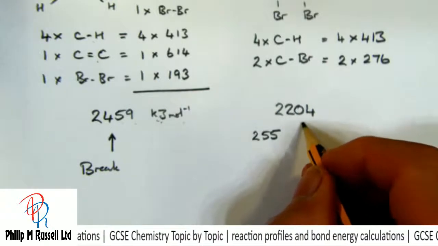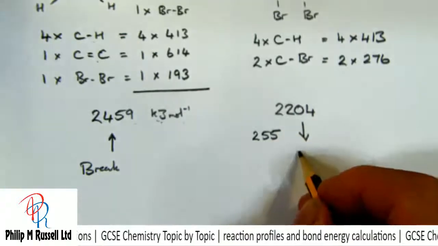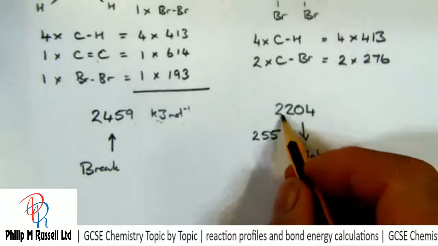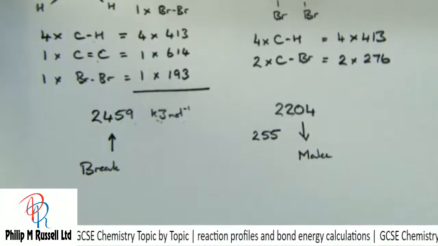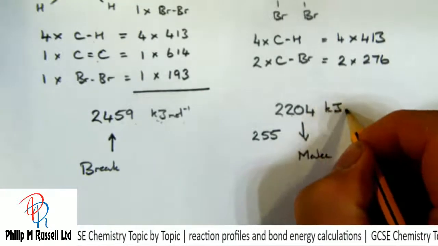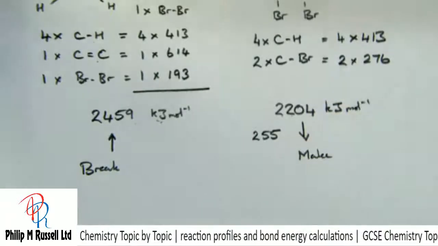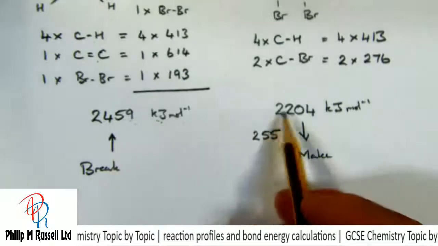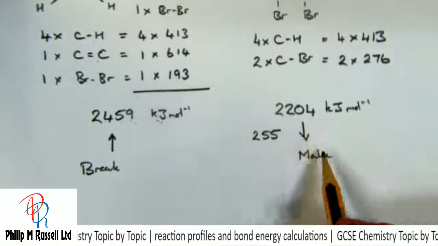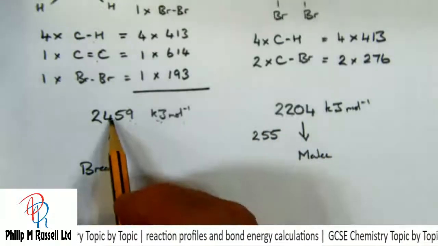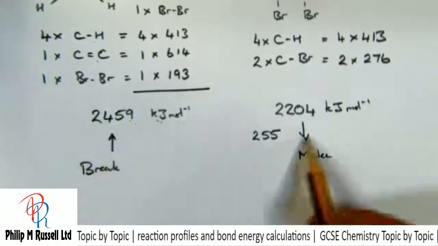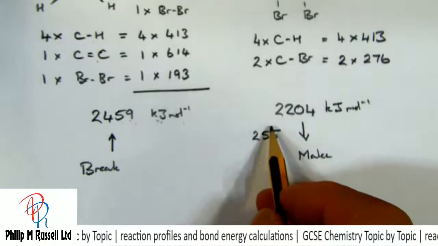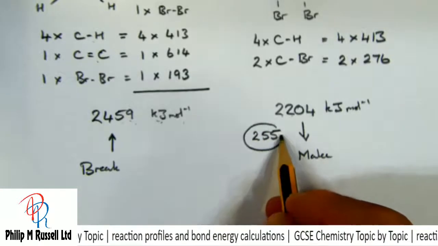And we get out from this, when it makes the bond, 2,204 kilojoules for every mole that we've got. And if we look at these two, you can see that we are putting in so much energy and we're getting out less. We've got less energy.